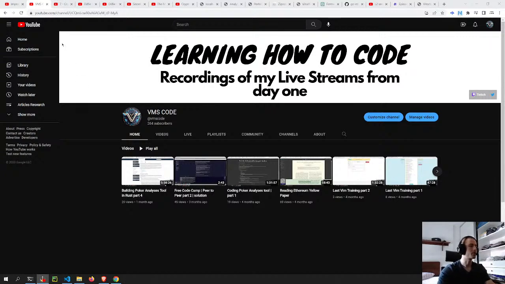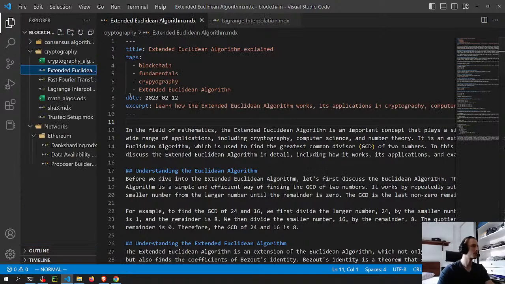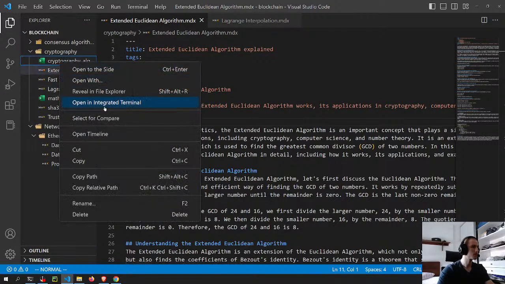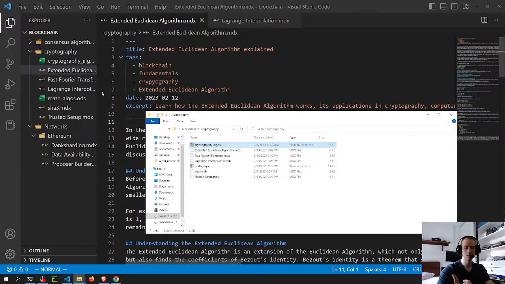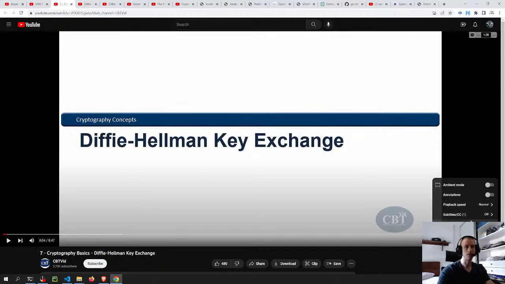I'm going to finish the articles today about the extended Euclidean algorithm and Lagrange interpolation. And I think I'm gonna watch a bunch of videos about this Diffie-Hellman thing. I finished yesterday watching a video about RSA encryption and checking the rest of the article on Fermat's little theorem.